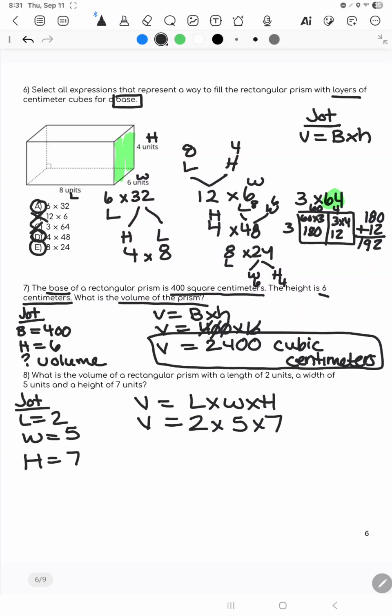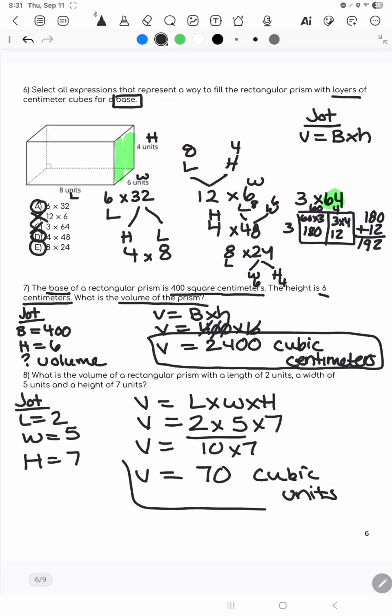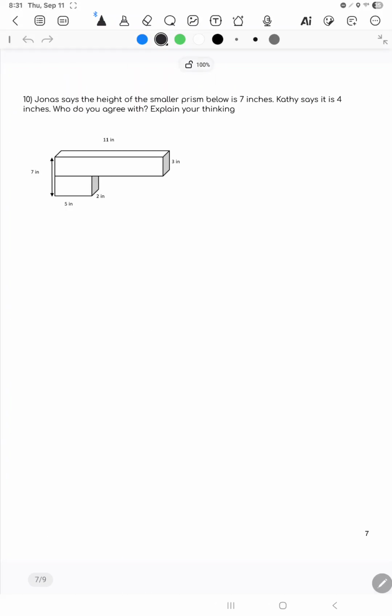Be careful when you're multiplying. Only multiply one thing at a time. So I've got 2 times 5 is 10. Bring down my 7. Ooh, that's an easy fact. And count by tens. I've got 70 cubic, and let's see, the units. It was just units. Okay. Feeling good about that one too. I think it's time to draw a little croaky on there. Hello. Okay, turn the page.